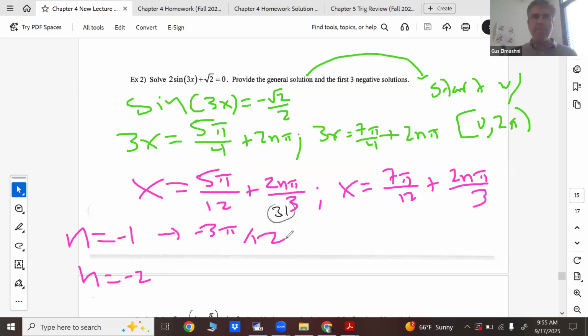You guys see how I got that? Because 2/3 is 8/12. If I'm subtracting 8/12 from 5/12, I get negative 3/12. You can reduce later. I don't care. Likewise here, if I plug in negative 1, that'll be negative pi over 12. And then if I do this one, go backwards another 8 pi over 12, that's negative 11 pi over 12. And this one, go backwards 8 pi over 12, negative 9 pi over 12.